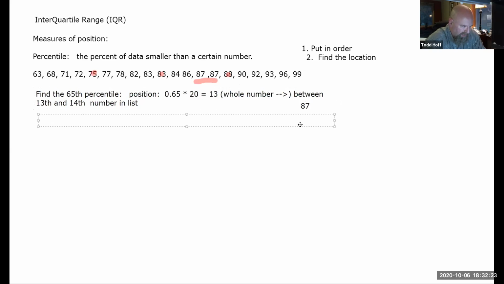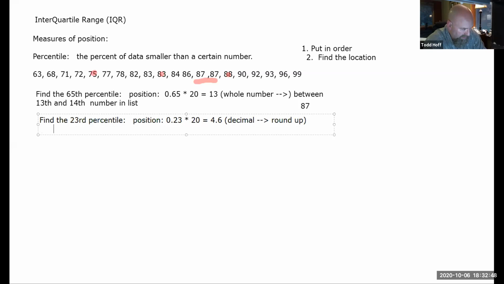If I ask you to find the 23rd percentile, again, our position or location is 0.23 times n, which is 20, gives us 4.6. This is a decimal, so we round up. So 4.6 rounds up to the 5th spot in the list. Well, the 5th number in the list, if you look up there, is 75. That is our 23rd percentile.